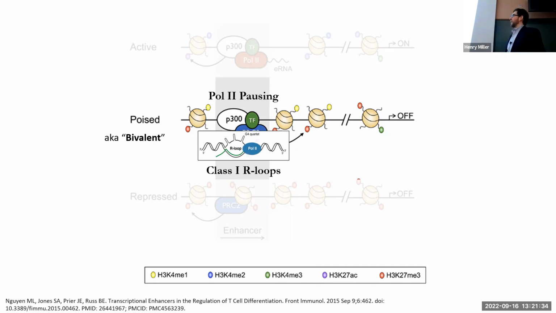Now, the reason for these class 1 R loops is something of a matter of open investigation, open debate. I have a few ideas myself. I unfortunately don't have time to go through them here. If you'd like to ask me about them, feel free to. But that is going to be a very fascinating direction for the future research that results from this study.